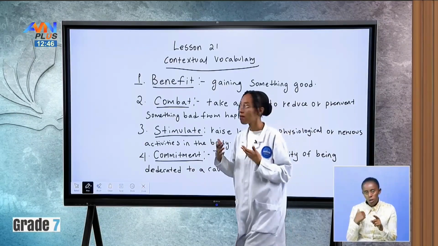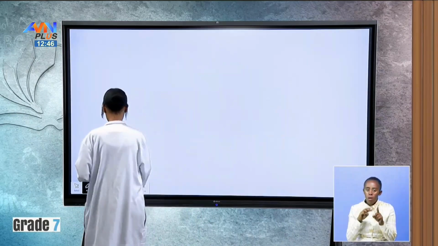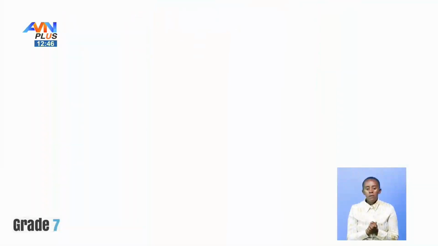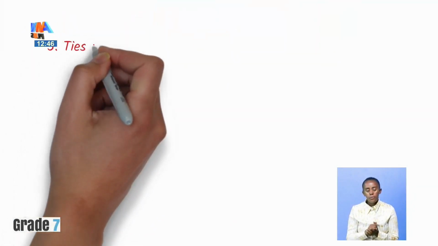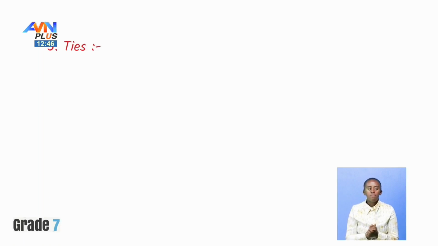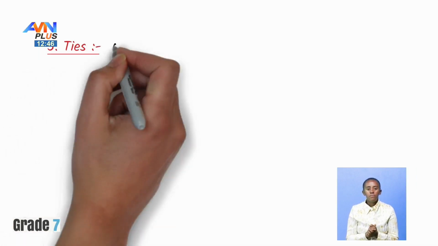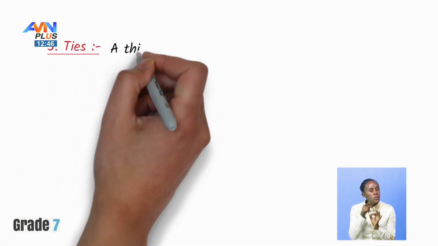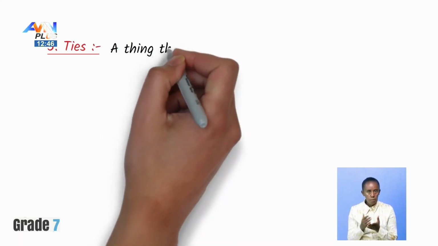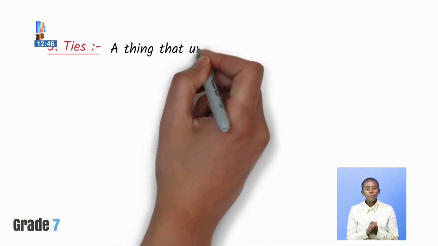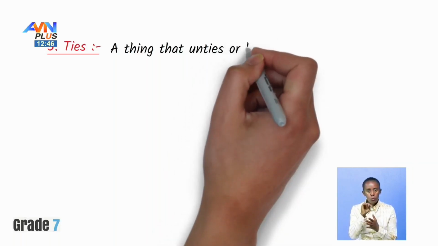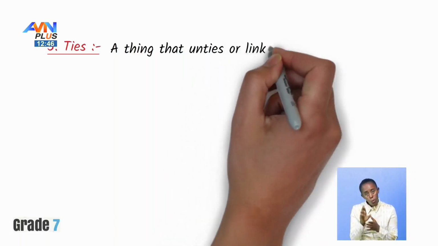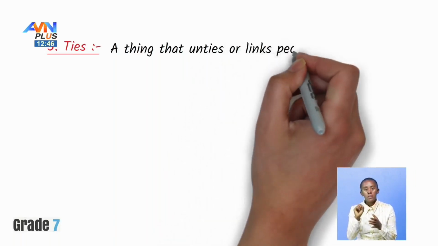We also have other vocabularies. Number 5, ties. What does it mean? Ties. That unites or links people.